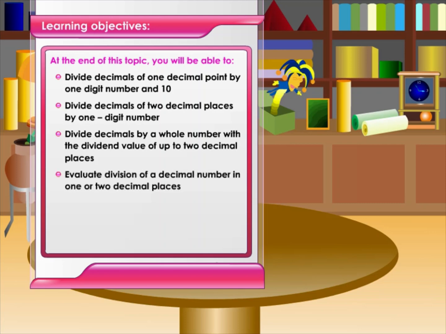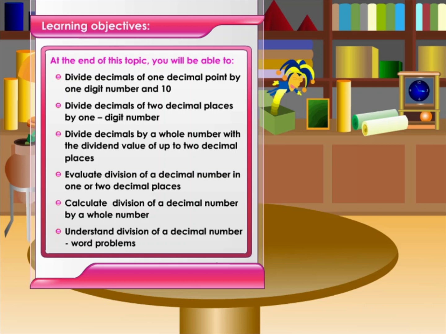Evaluate division of a decimal number in one or two decimal places. Calculate division of a decimal number by a whole number. Understand division of a decimal number. Word problems.